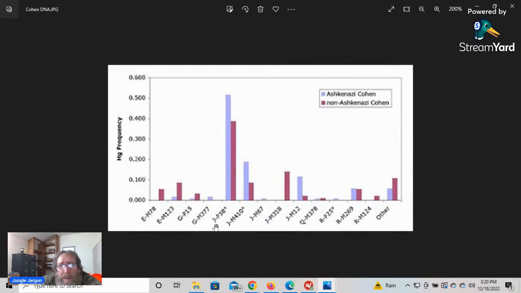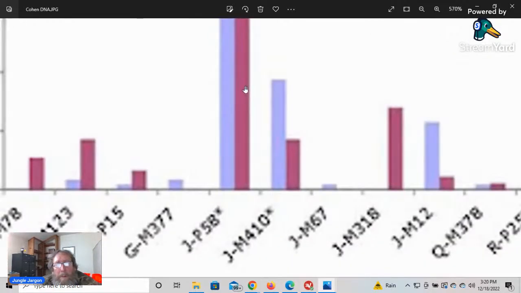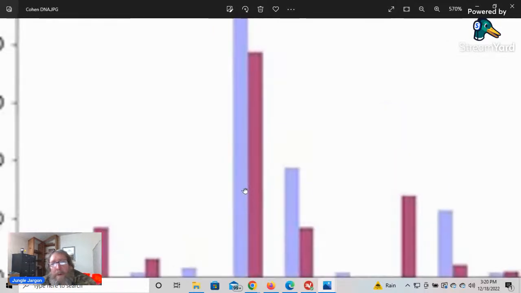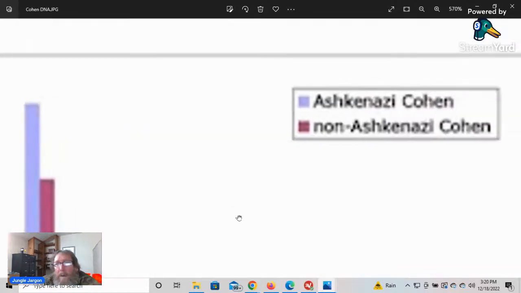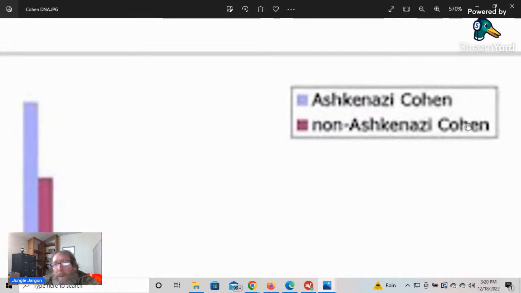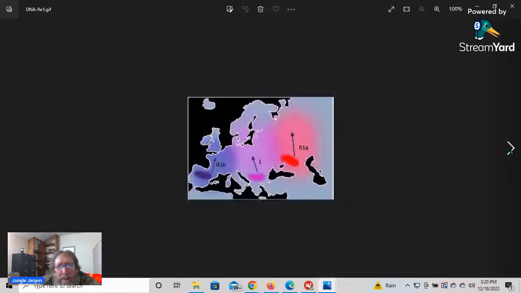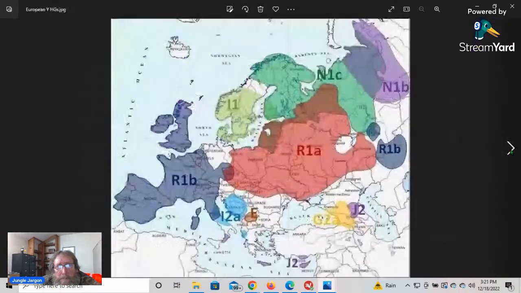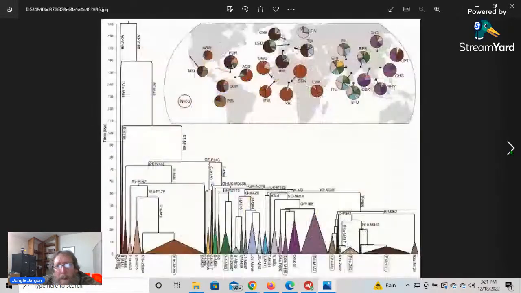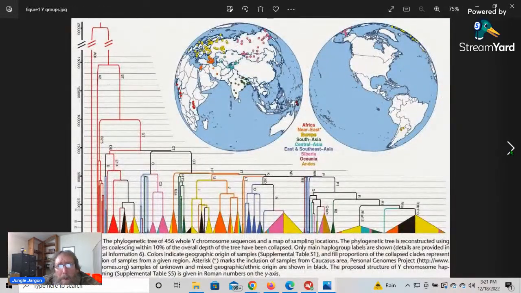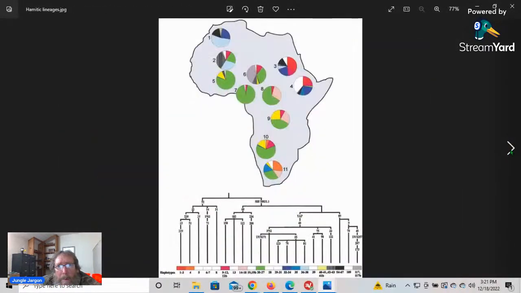This is the Ashkenazi colon. This is a P58. You got a spike here for a J. Was this J1 P58? Right there. J1 P58. Got this big spike for colon modal haplotype. In case nobody ever saw that before. That's another one. That's a new one.